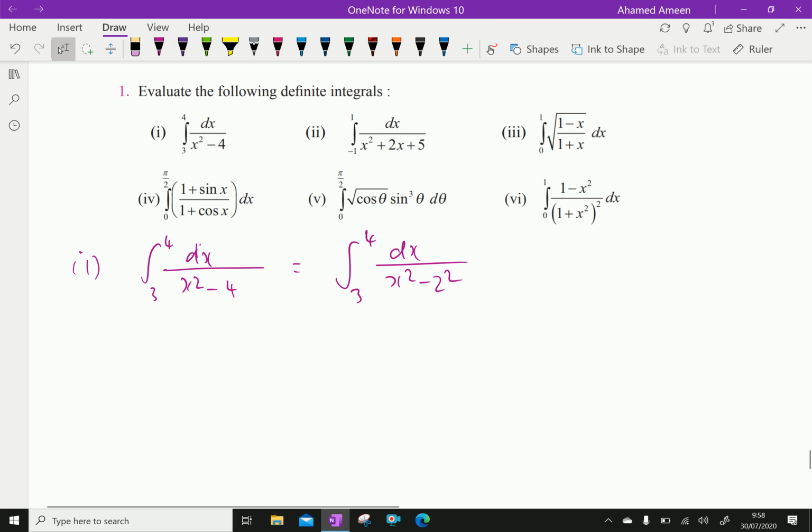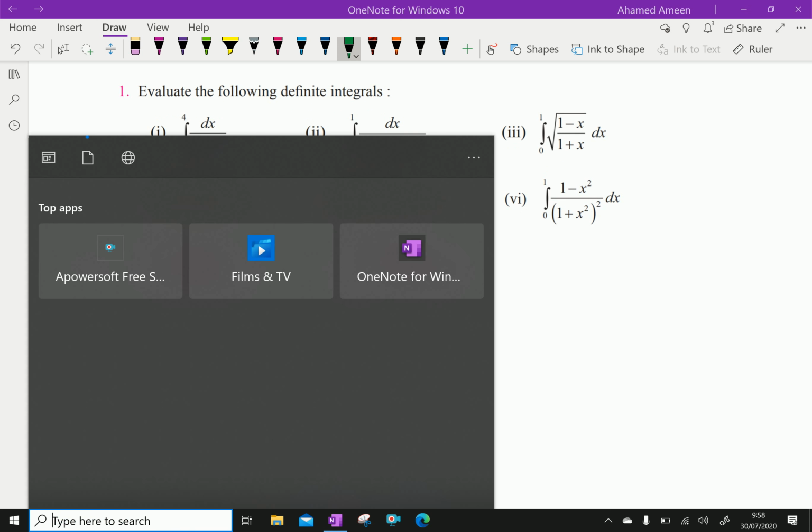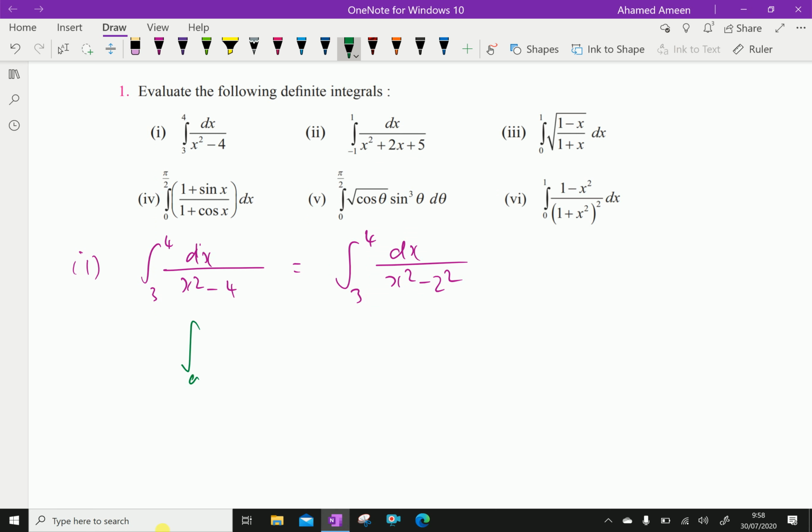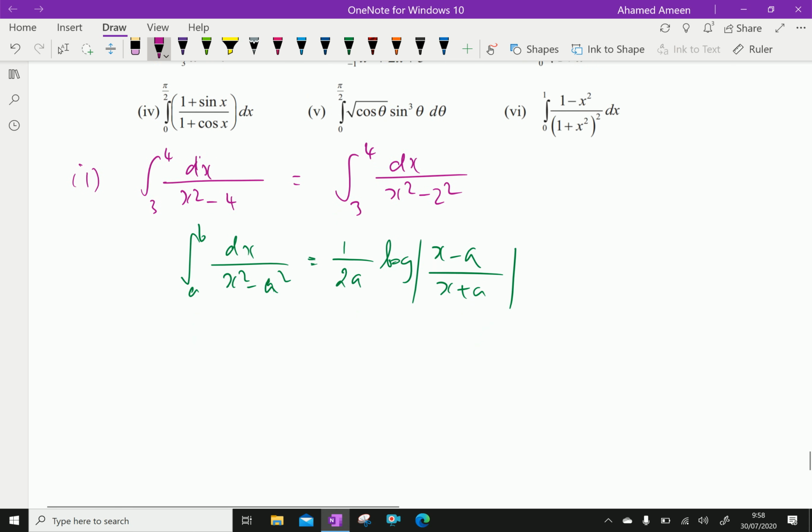Now we know the rule for the standard result. The integral of dx over x squared minus a squared is, for the standard result, we can write 1 by 2a log of modulus x minus a over x plus a. Let us use this result for a calculation.